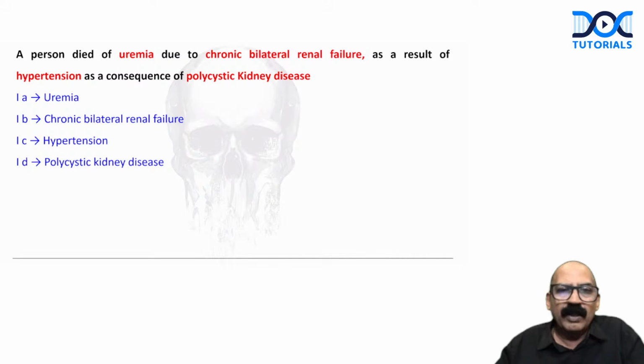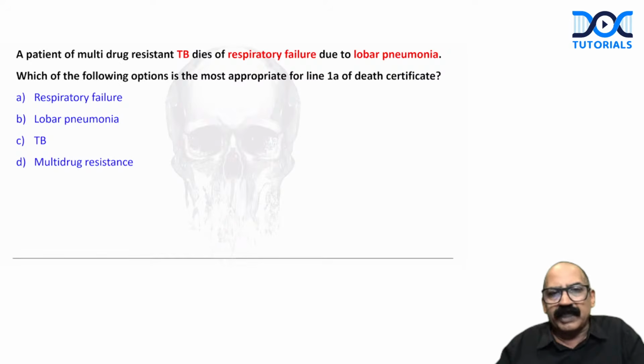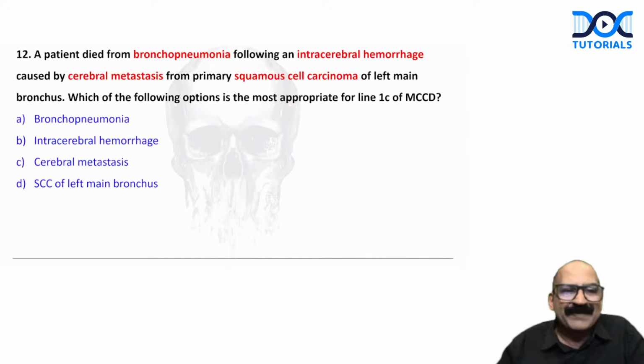Okay. A person died due to tuberculosis. Many students write here 1A is respiratory failure. You are wrong. You should not write respiratory failure. 1A is lobar pneumonia. So now in this particular question, what comes last is bronchopneumonia, that is 1A.